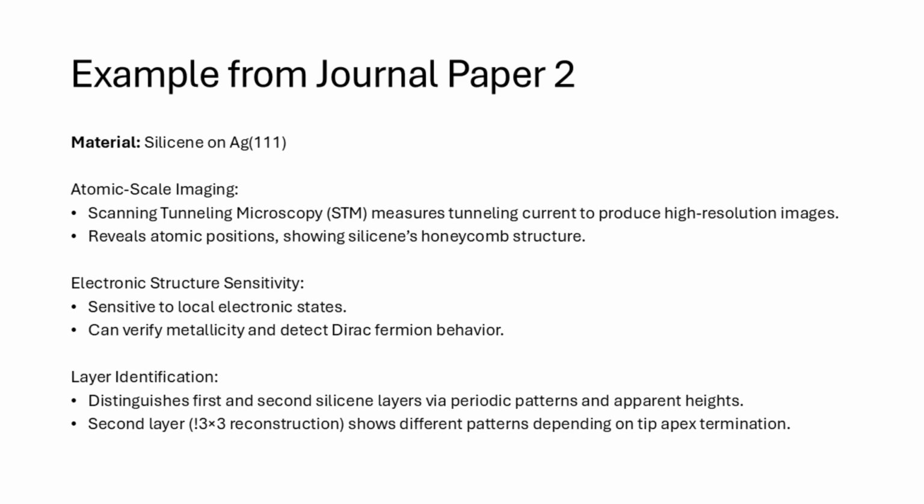The method used is atomic scale imaging. Scanning tunneling microscopy (STM) measures tunneling current to produce high-resolution images and reveals atomic positions, showing silicon's honeycomb structure. It has electronic structure sensitivity, being sensitive to local electronic states, and can verify metallicity and detect Dirac fermion behavior. Layer identification distinguishes the first and second silicon layers via periodic patterns and apparent heights. The second layer 3x3 reconstruction shows different patterns depending on tip apex termination.